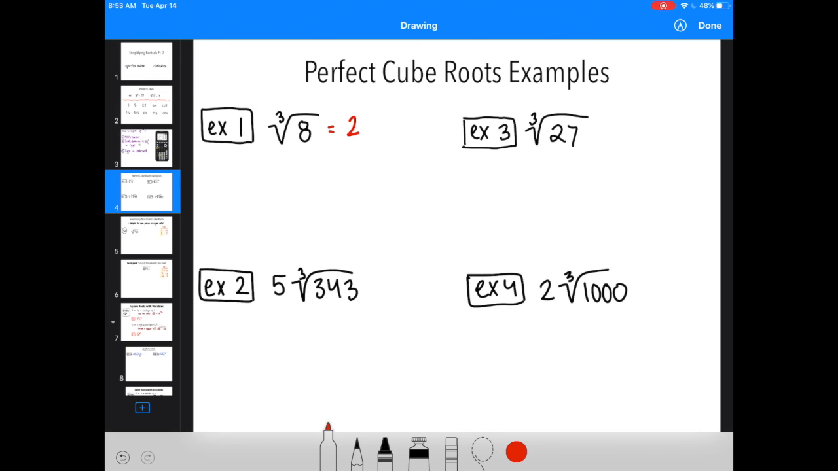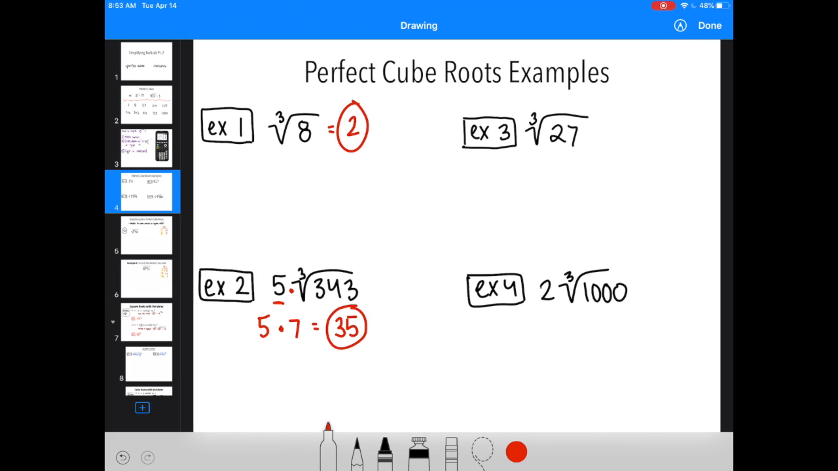All right, for example number 2, I have 5 times the cube root of 343. Similar as before, my coefficient stays in front and it's multiplied by that radical. So I'm going to take the cube root of 343, type that into my calculator, and I get, what'd I get? I think I messed up my key. Okay, the cube root of 343 gives me 7. So 5 times 7 gives me 35.